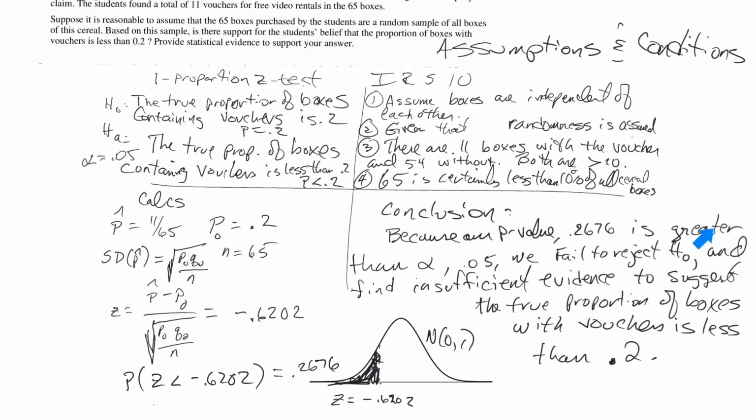Now, whenever you're writing your conclusions, we found our p-value as 0.2676. We always say we either reject or fail to reject. If the p-value is greater than alpha, we fail to reject. If it's less than alpha, we reject. Then we mention the alternative hypothesis in context. If we reject, there is evidence to suggest the alternative hypothesis; otherwise, there is insufficient evidence to suggest it. And you always want to write this in context.